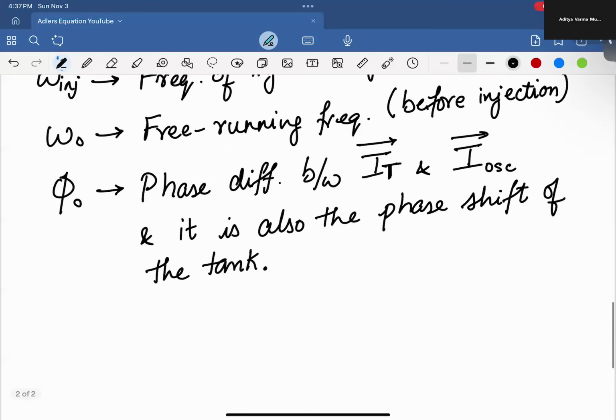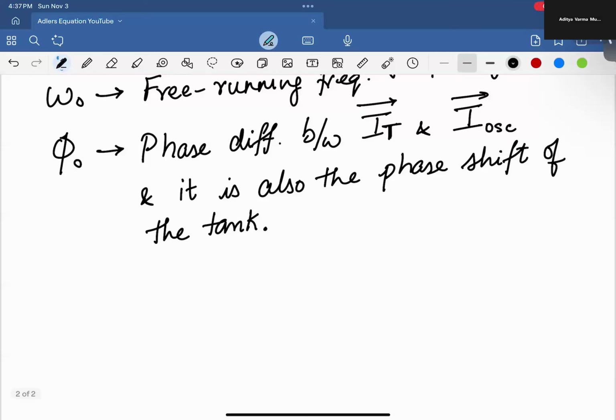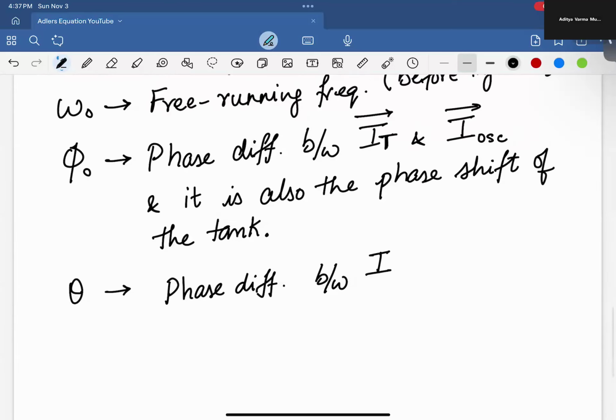Here I'm ignoring that 180 degrees part of the tank, which doesn't really matter. You can just change the definition of IT and that 180 factor should go away, but we'll see that it doesn't really matter. So I'll call it the phase shift of the tank. And then we have another definition, which is theta. That is the phase difference between I injection and I oscillation.